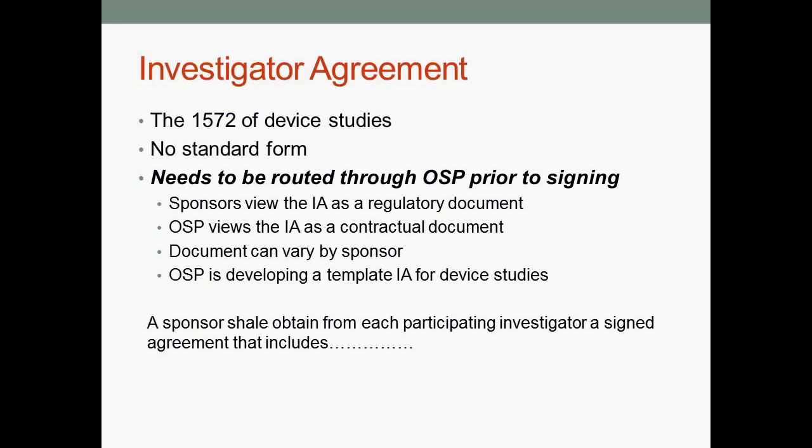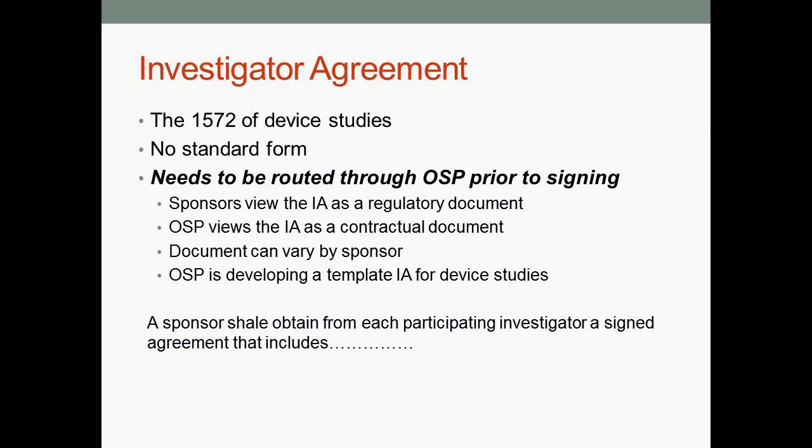They could have something in this investigator agreement that might conflict with something that's in the contract, or they might add something extra to the investigator agreement that's not in the contract. And so, although sponsors view it as a regulatory document, OSP sees it as a contractual document. You need to make sure that when you have a new study come in or you have a new investigator agreement come in, you send this to OSP and you talk to your OSP officer about it.